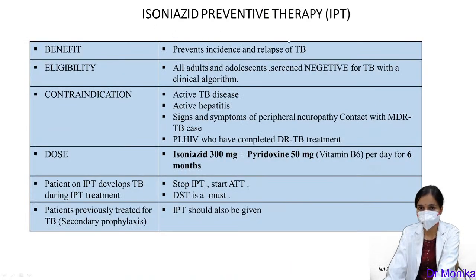So coming to the isoniazid preventive therapy, the benefit is that it prevents the incidence and relapse of TB. All the adolescents who have screened negative for TB are eligible, as well as pregnant women. The contraindications are the presence of active TB or active hepatitis, or signs and symptoms of peripheral neuropathy. The dose is 30 mg of isoniazid with pyridoxine 50 mg.